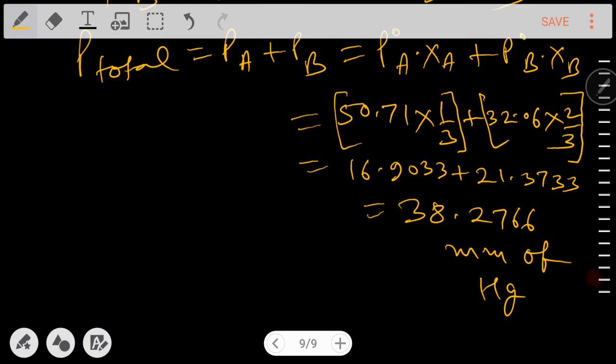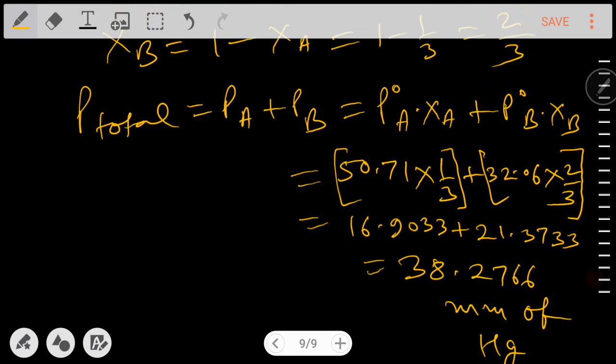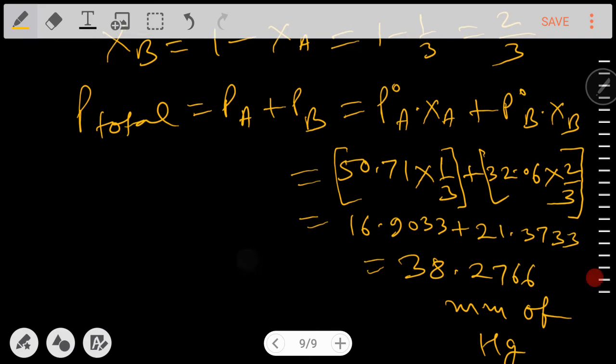The total vapor pressure exerted by both the components of this solution will be here 38.2766 millimeter of Hg. How have we determined it? This total vapor pressure will be equal to the sum of Pa and Pb, where Pa is the vapor pressure of component A and Pb is the vapor pressure of component B in the solution. Pa will be equal to P naught A into Xa, and Pb will be equal to P naught B into Xb. We have put the values of P naught A and Xa, P naught B and Xb, and calculated the value of P total, that is 38.2766 millimeter of Hg. So this is our first answer.